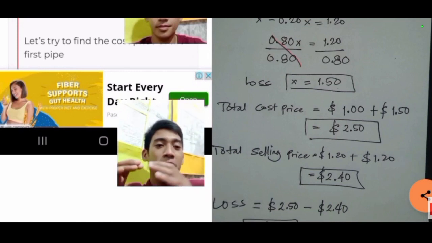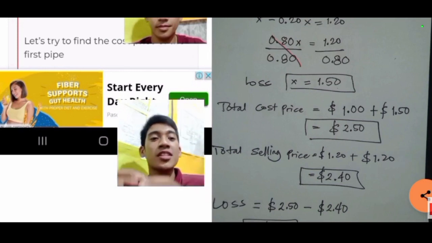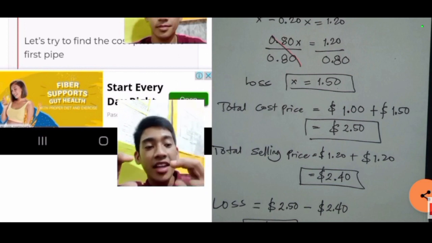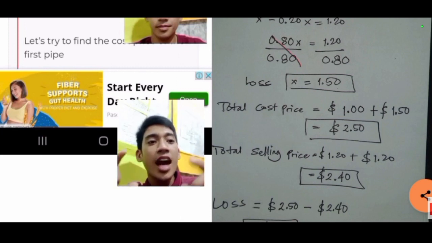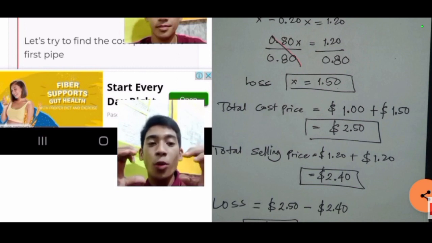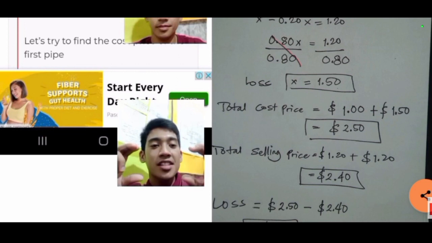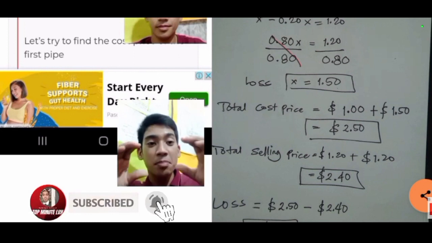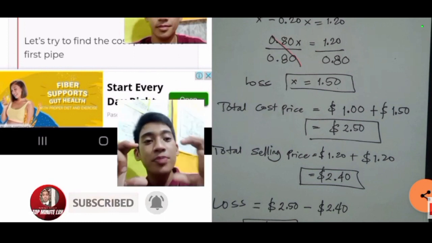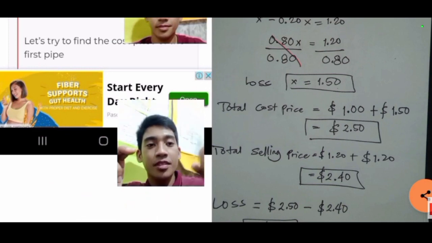Again, what's the difference between selling price and cost price? Selling price is the price which the buyer will pay for the pipe. It's the amount to be paid by the buyer. How about the cost price? It is the amount used by the seller to obtain the item and sell it. Again, the cost price is the price being paid by the seller to obtain the pipes.